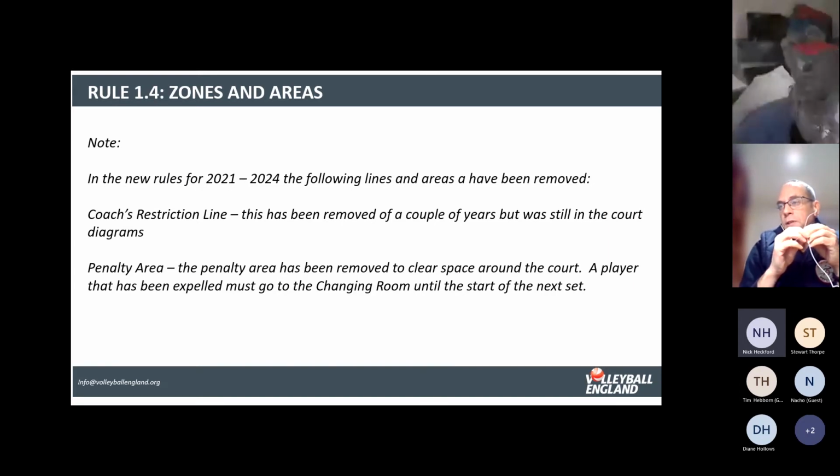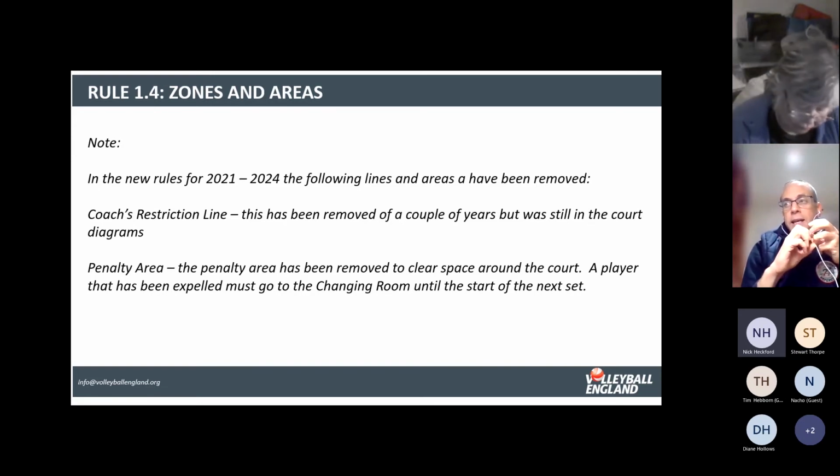Just for note, the new rules 21 to 24 have removed the coaches restriction line, and they have also removed the penalty area. Okay, so this is an element of trying to declutter and remove people from around the court to now enable the spectators to see a much clearer view of the court. With the penalty area being removed, it now means that a player that has been expelled must go to the changing room until the start of the next set. Okay, so they do not stay courtside.